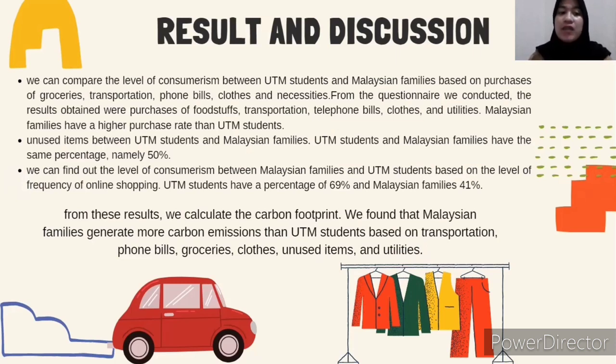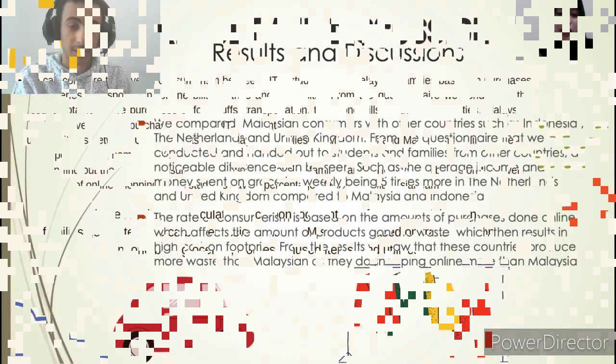Malaysian families have a higher purchase rate than UTM students. As for used items, UTM students and Malaysian families have the same percentage, namely 50%. And we can find out the level of consumerism between Malaysian families and UTM students based on the frequency of online shopping. From this result, we calculate the carbon footprint. We found that Malaysian families generate more carbon emission than UTM students based on transportation, phone bills, groceries, clothes, used items, and utilities. Results and discussions.